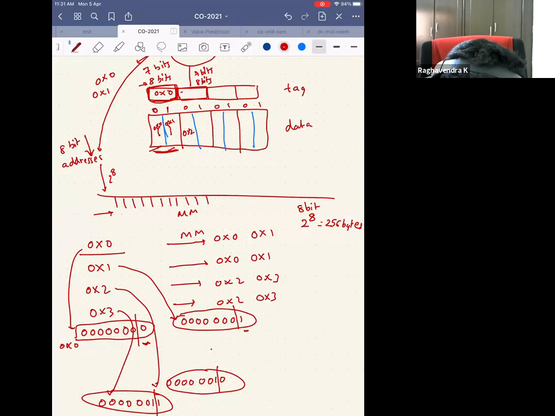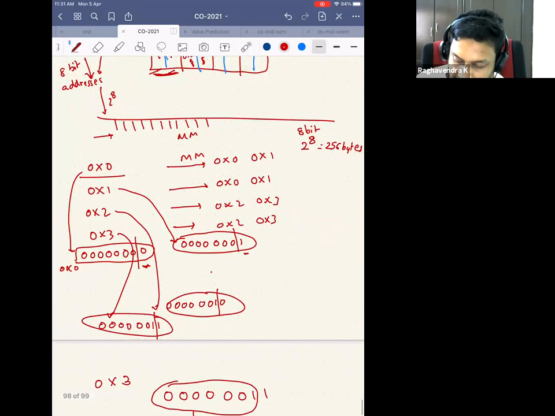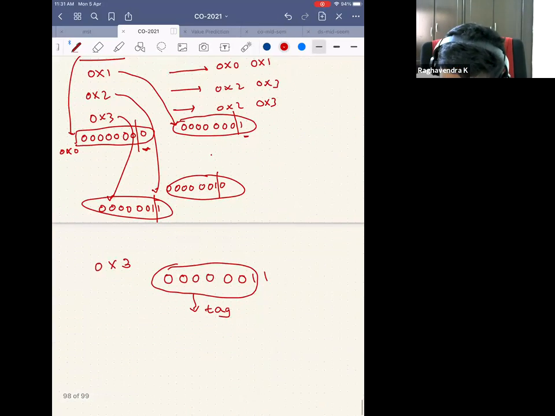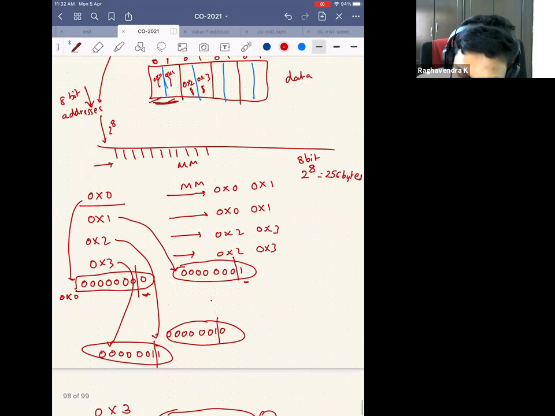So I've stored the data of 0x2 and 0x3 here, and I've stored 000 and 001 here. I've stored 7 bits here. So it will be a hit here, because it's in the cache. And then I use this 1 bit to pick what? To either pick this particular byte or this byte. If it is 0, I'll pick this byte. If it is 1, I'll pick this byte.